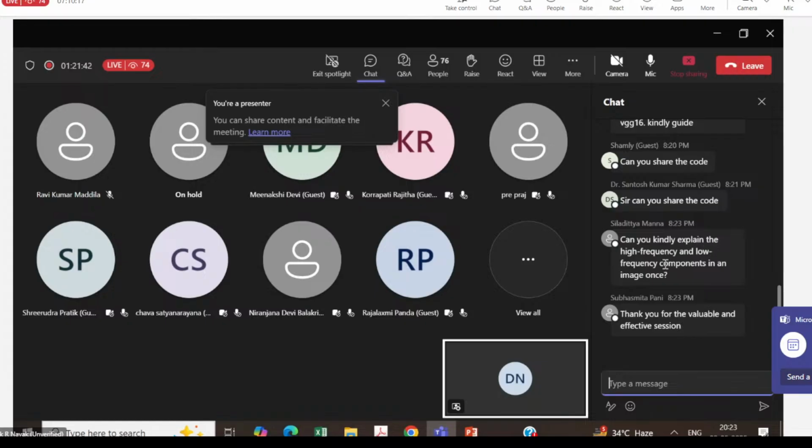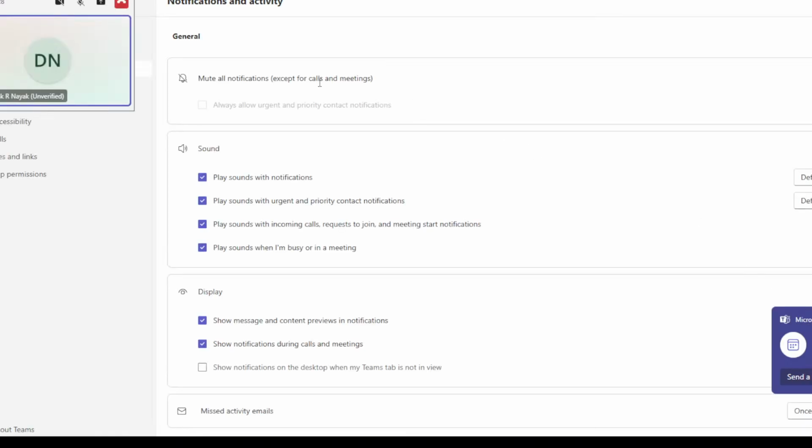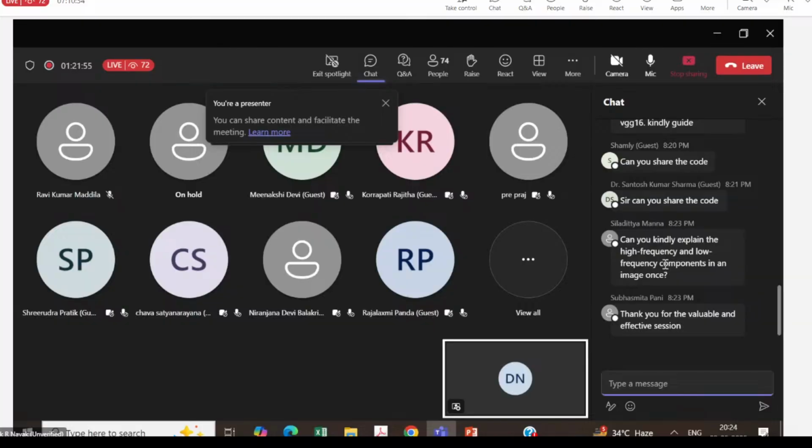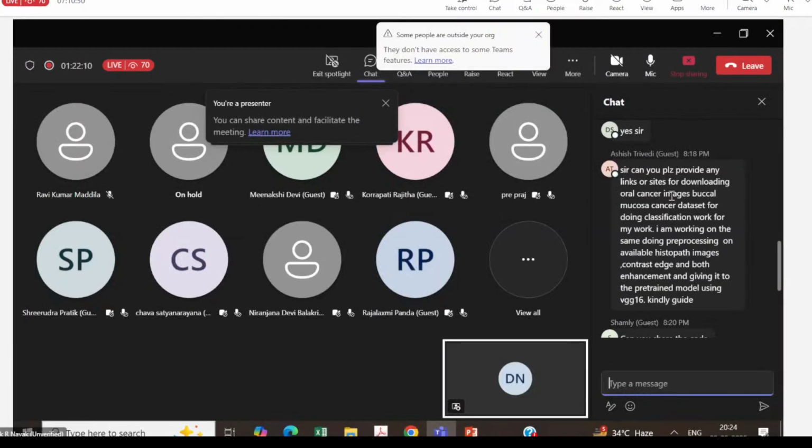Can you kindly explain the high frequency and low frequency components in an image? Okay, so when I say high frequency components, they are those components where there is a drastic change in the intensity values, right? When there is a drastic change, you will definitely find some edges, some boundaries, and those edges are only visible because of the drastic changes in the intensity values, right? So those are high frequency components in the image.